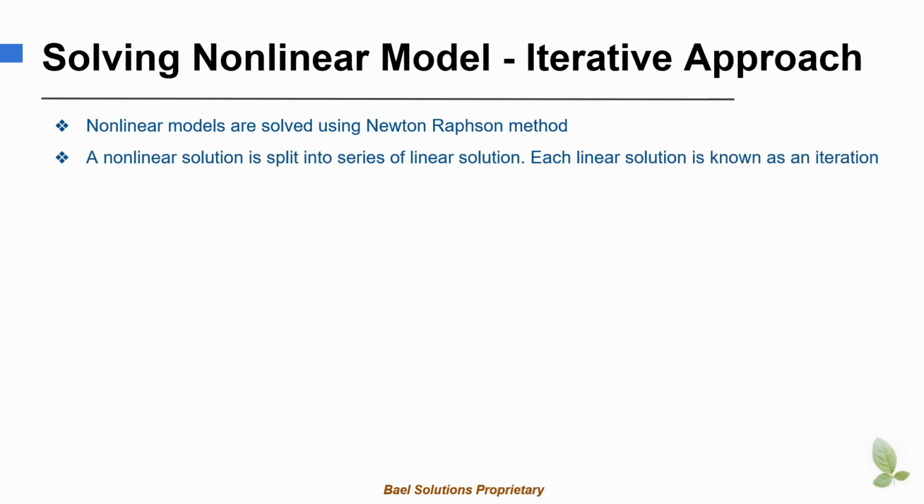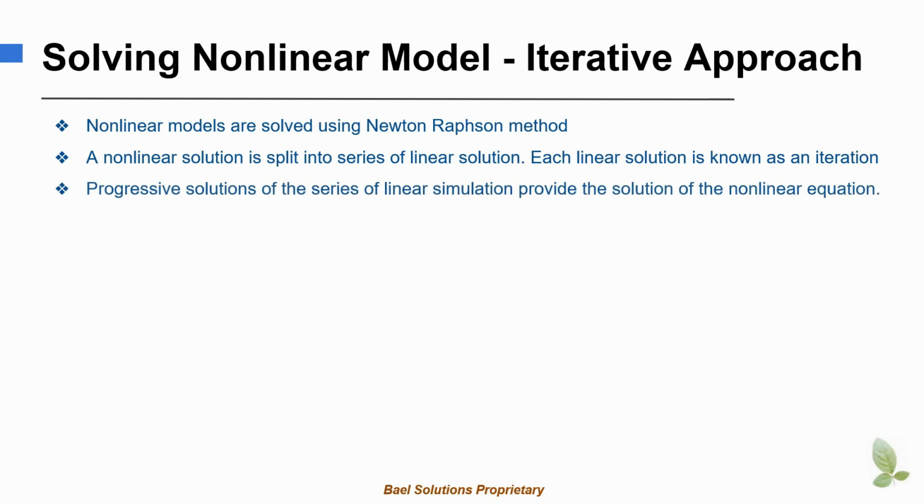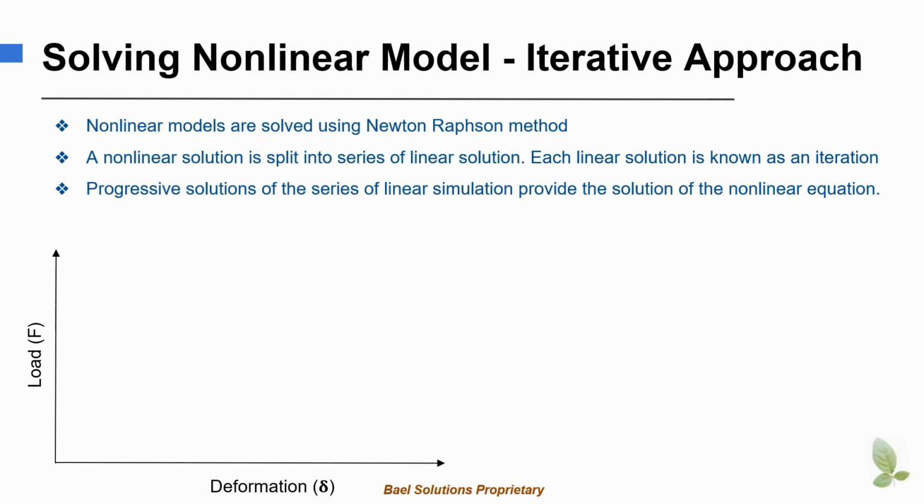Nonlinear solutions are split into a series of linear solutions. Each linear solution is known as an iteration. Progressive solutions of a series of linear solutions provide the required nonlinear solution. This can be better explained graphically.